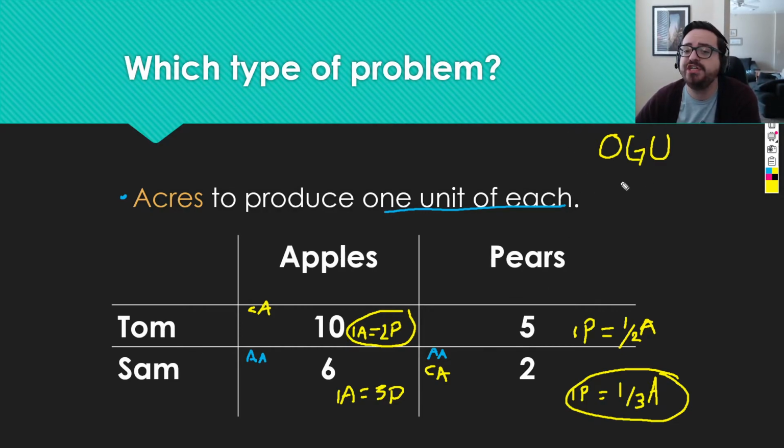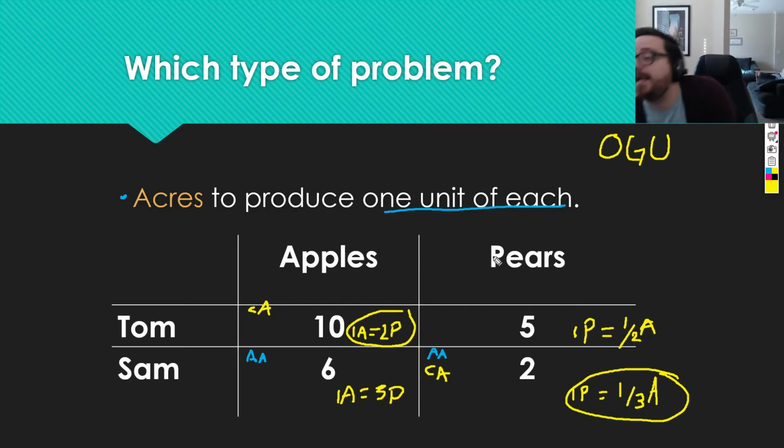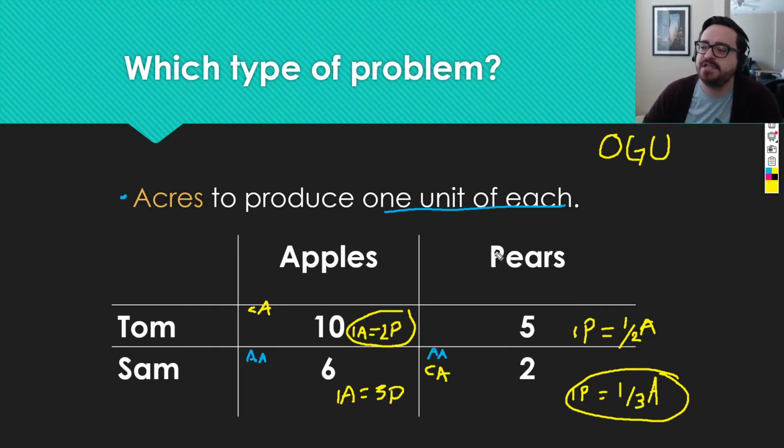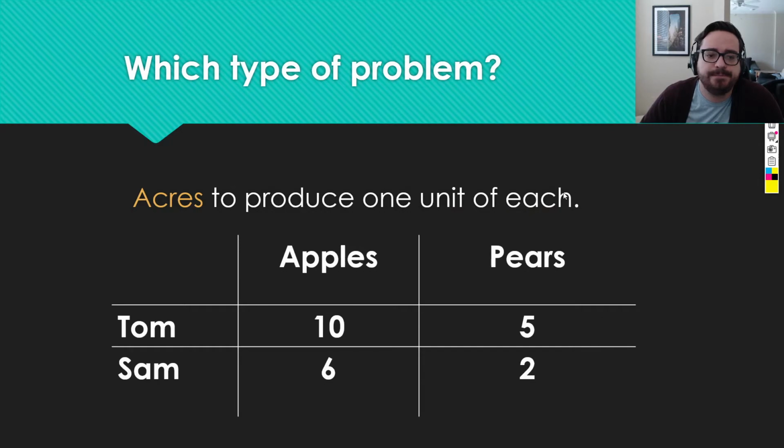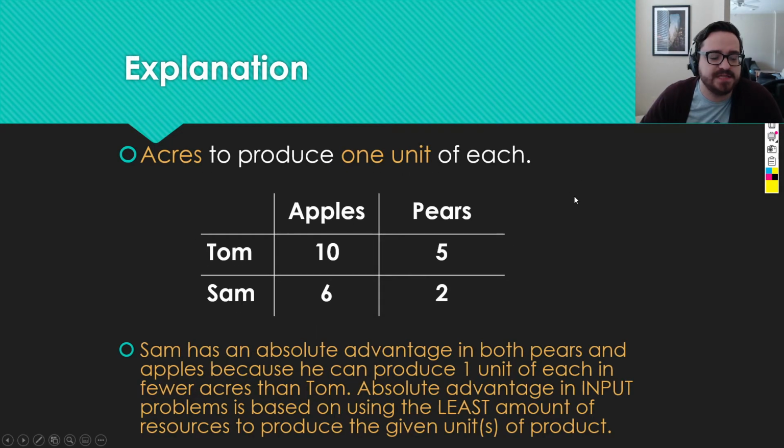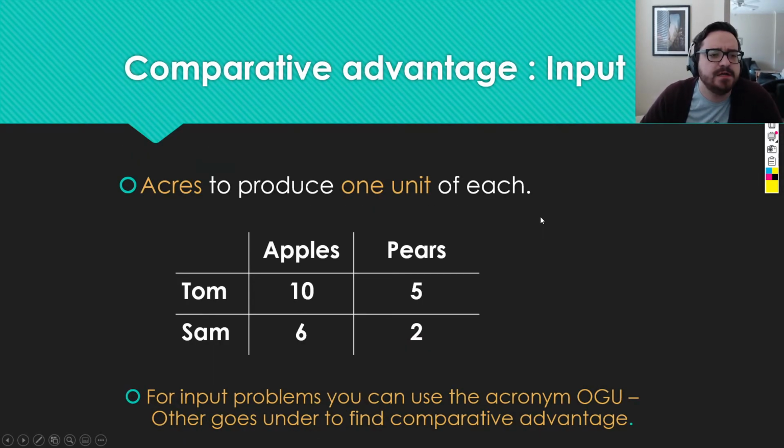So it's OGU for an input problem to find the opportunity cost. It's OGO for an output problem to find the opportunity cost. But the definitions of absolute and comparative advantage have not changed at all. Just feels weird. Okay, all the stuff I'm saying here, if you want to, you can pause on this and read that. It's the same verbal explanation I just gave. Comparative advantage, mentioned that already. OGU, other goes under, to find comparative advantage.